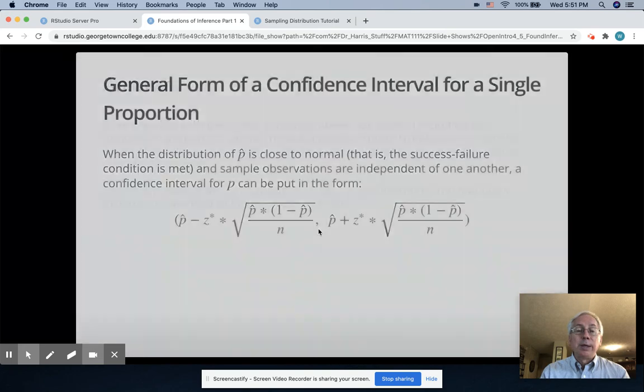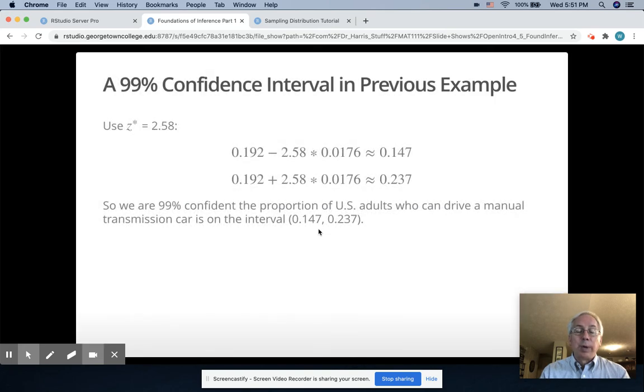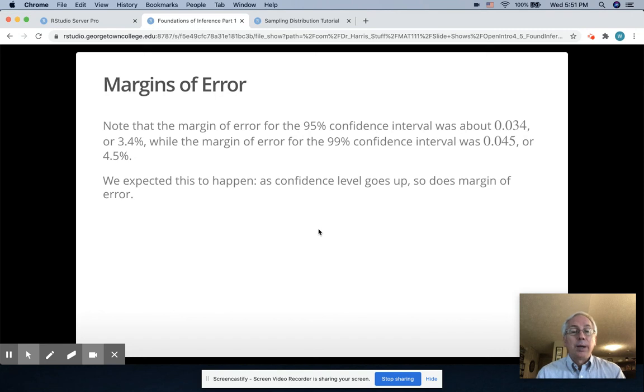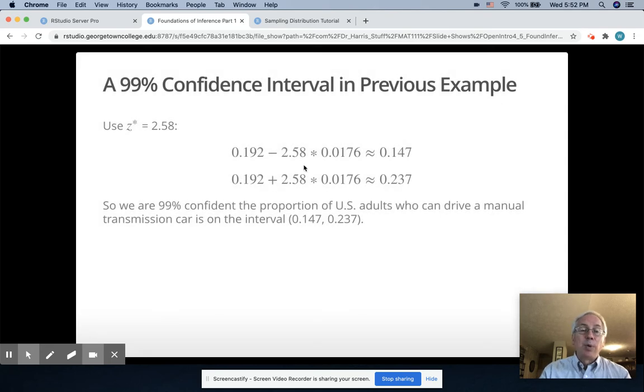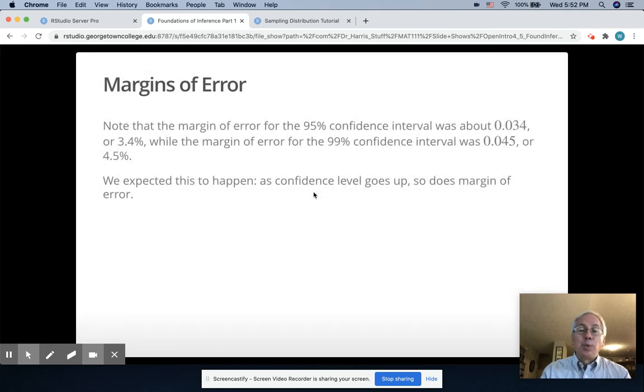We would say that 3.4 percentage points is the margin of error in the 95% confidence interval in this case. Whereas 2.58 times 0.0176 is 0.045. So our margin of error for the 99% confidence interval is about 4.5%. Hopefully we expected this to happen. When we increase the confidence level, we expect margin of error to go up because z star has gotten bigger, so our margin of error is going to be getting bigger as well.